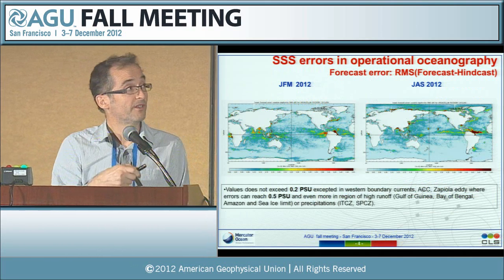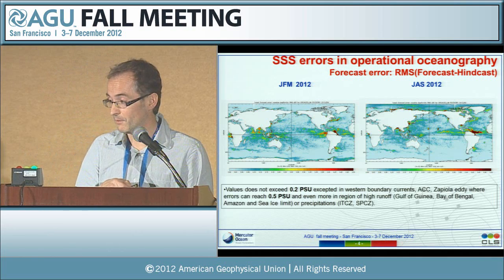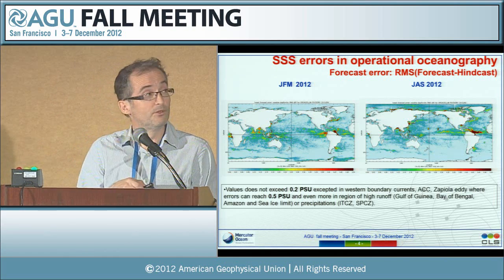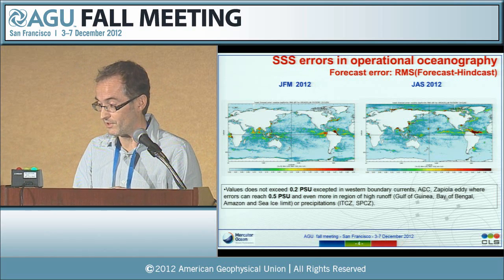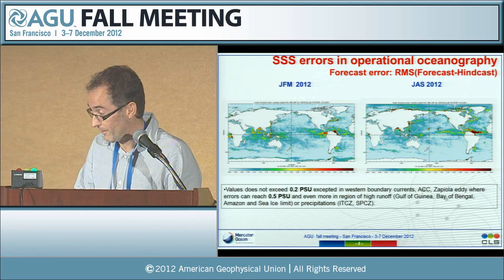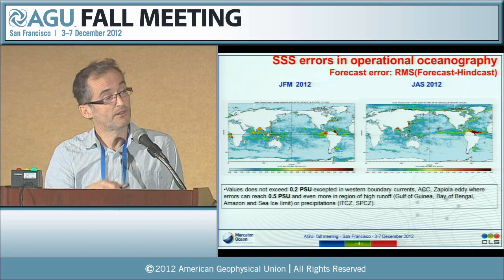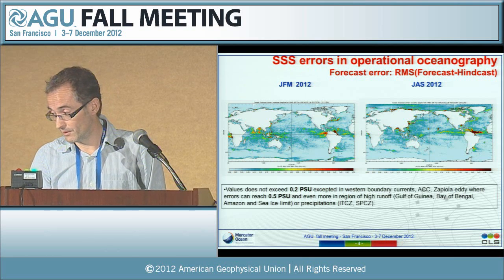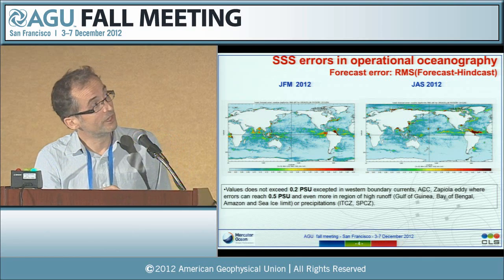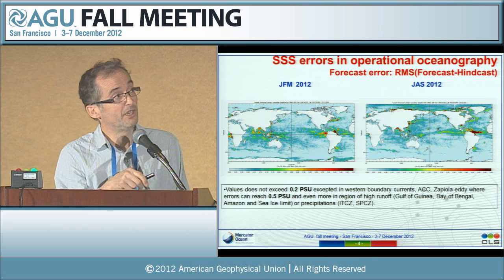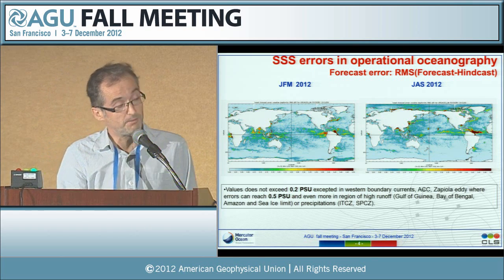Now is the forecast error we can measure with our system for two seasons. It's the difference between the analysis and the forecast. So values do not exceed 0.2 PSU, except in western boundary currents, in the SEC, in the Zapiola Anticyclone. And they can reach 0.5 PSU in certain regions, and even more in high runoff areas, like Gulf of Guinea, Bay of Bengal, Amazon, and so on. And mainly in the ITCZ and SPCZ.